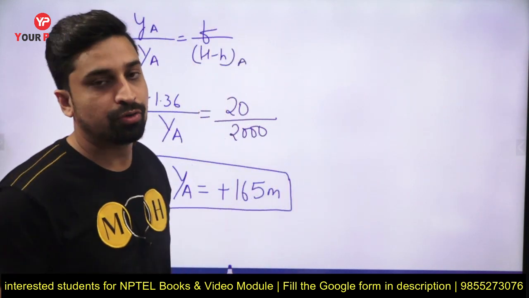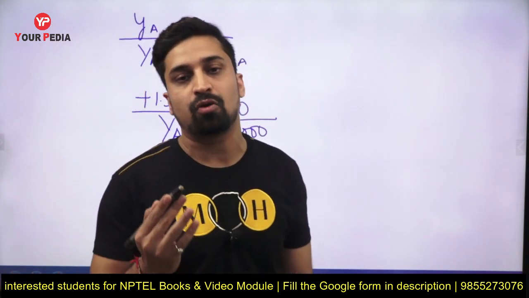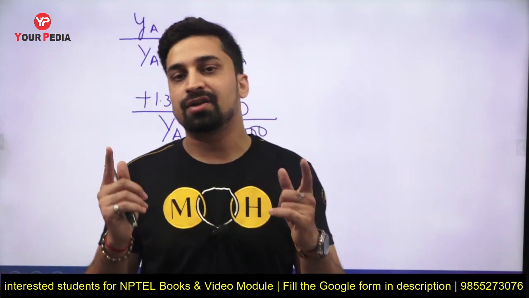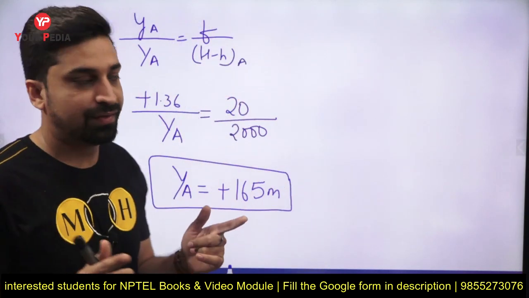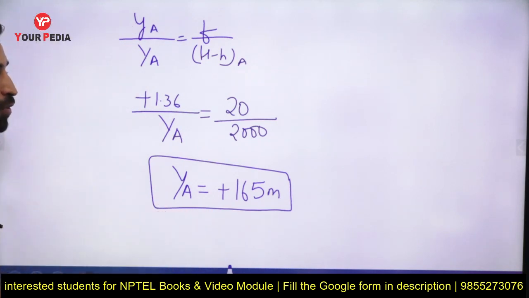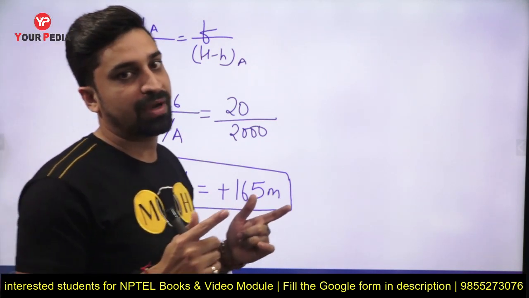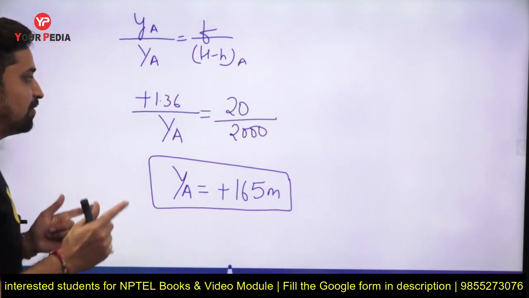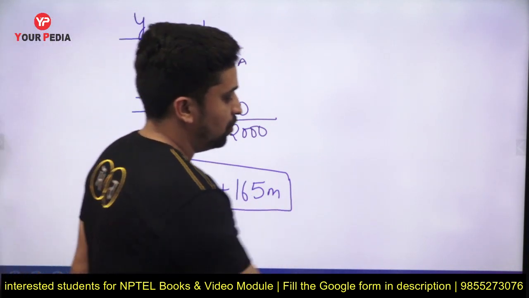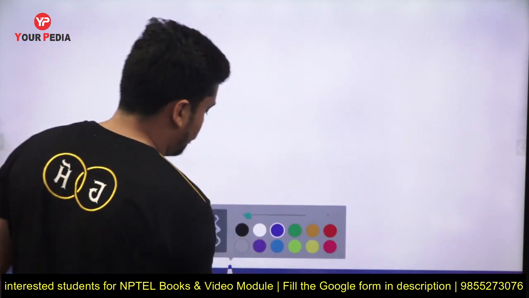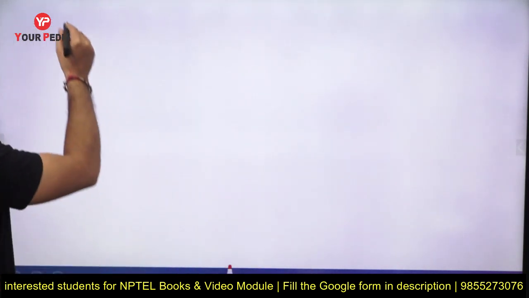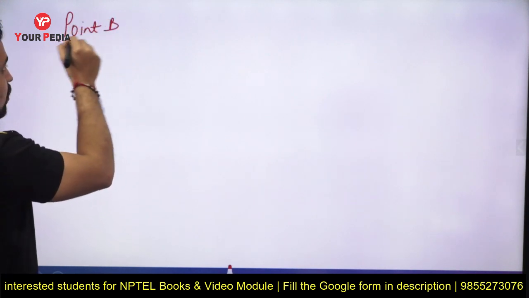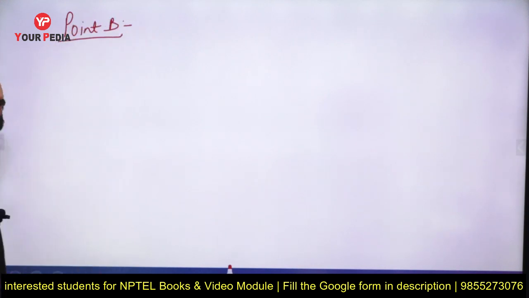All you need to do is calculate the x and y coordinate of point B, and then you can use coordinate geometry to find the distance between two points in 2D, which is equal to root of x2 minus x1 whole square plus y2 minus y1 whole square, right? Now let us start for point B. All we need to do is perform this again.